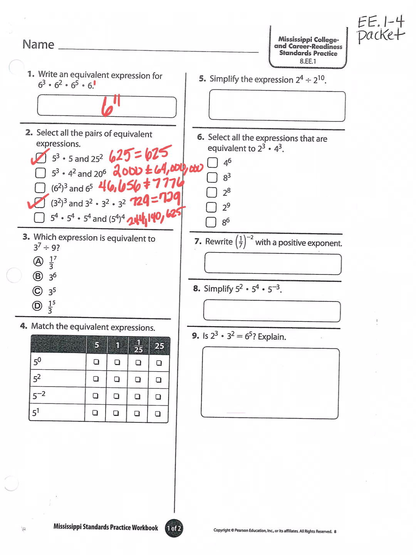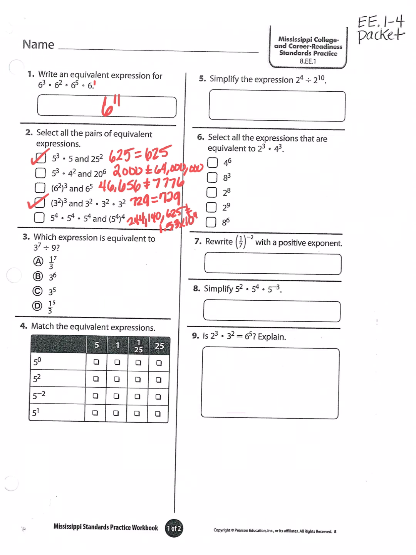And that is a big long decimal. Actually, they make it scientific notation, so it's 1.53 times 10 to the 11th, which is not the same thing. So there's 1 and 2. Number 3, which expression is equivalent to 3 to the 7th divided by 9?